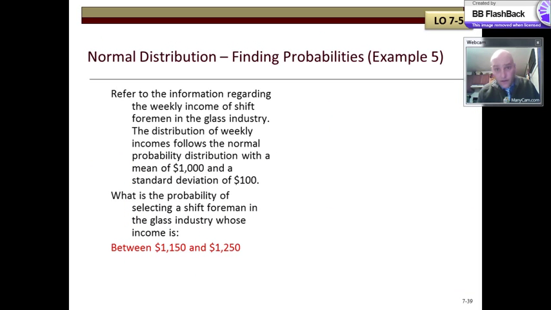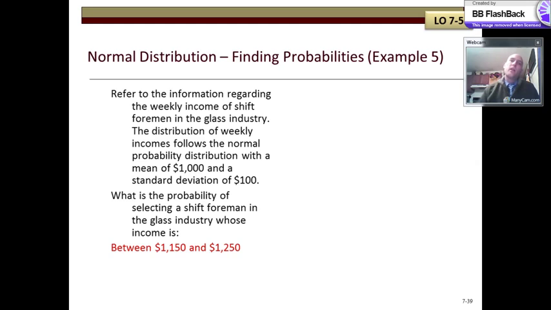Example 5 here. Same thing, $1,000 mean, $100 SD. We're talking about finding an area between 1150 and 1250. Again, I know I'm looking at a range, but what do I notice this time? Not only is one of the bounds not the mean, but they are both on the same side. When they're both on the same side, I run into a little bit of trouble. But let's see what happens.